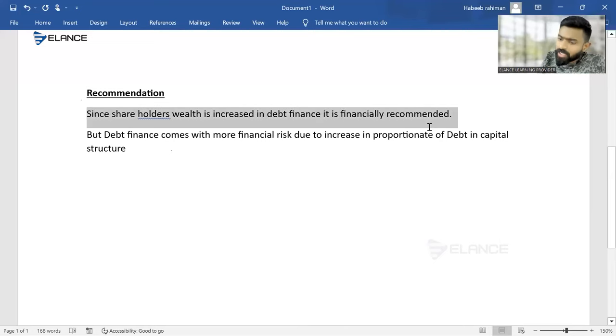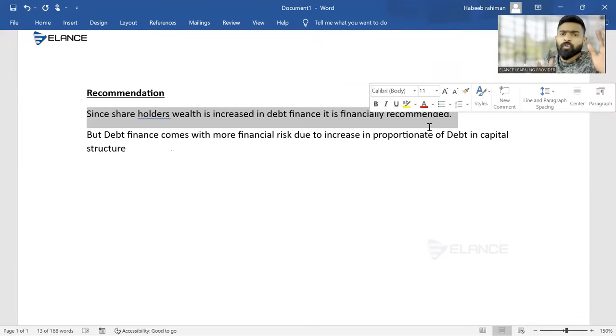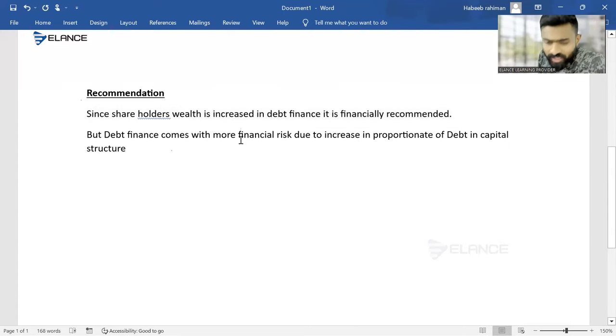See, this is the only thing required for this question. For Spine Company, they only asked for the financial ground. But for Lafarge and other similar questions, they are asking for more comment. The more comment will be based on the financial risk. Financially the best is debt, but we need to consider the increase in financial risk due to the increased proportion of debt finance in the capital structure.